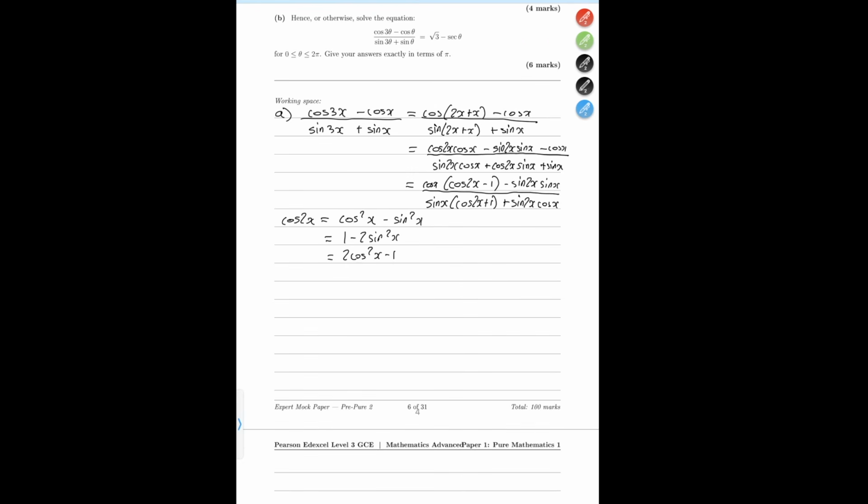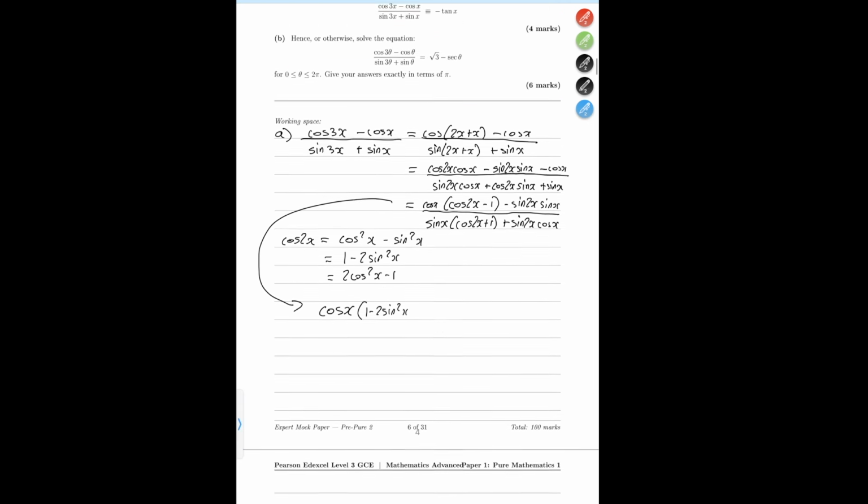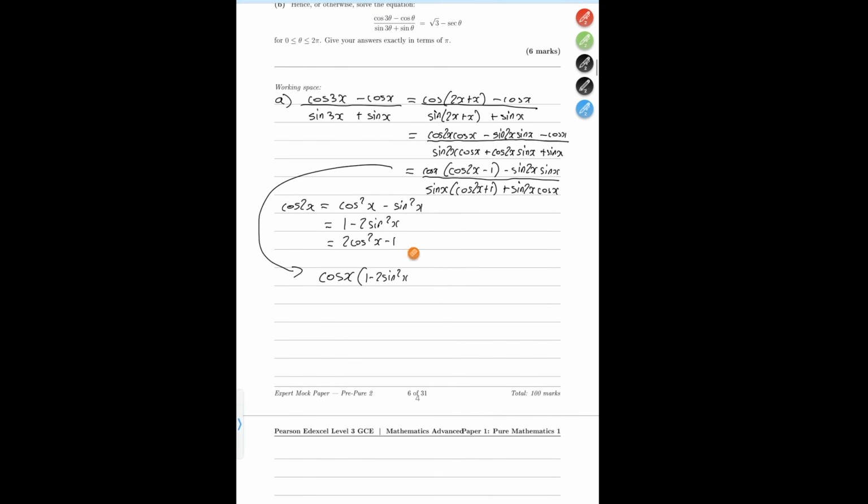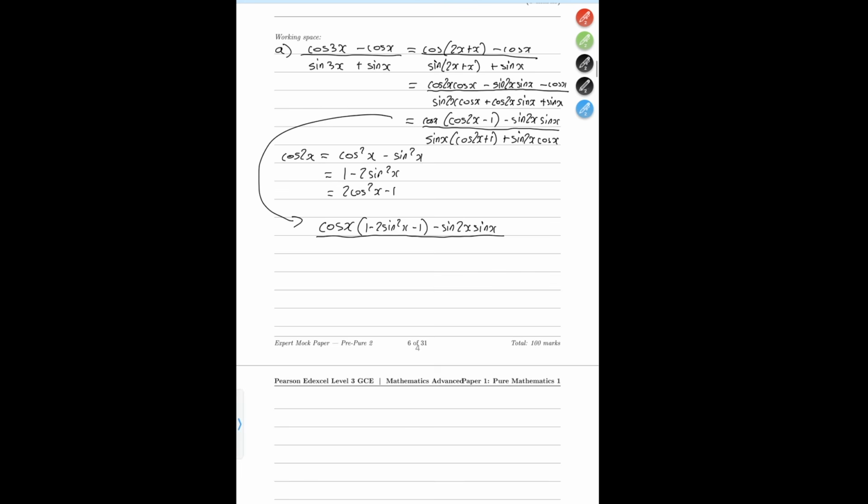So we're going to rewrite this. I'm going to just follow it down here. So we're going to write cos x. And what we're going to do here is use the top expression because I want to cancel out the ones. So I'm going to use the top one because then it becomes 1 minus 2 sine squared x. So I'll write it out. Do I have enough space? Okay, yeah, I should have enough space. 1 minus 2 sine squared x minus 1 minus sine 2x sine x. And in the bottom, I'm going to do the opposite because I want to get rid of the 1. I'm going to use 2 cos squared x minus 1. So I'm going to get sine x, 2 cos squared x minus 1 plus 1 plus sine 2x cos x.